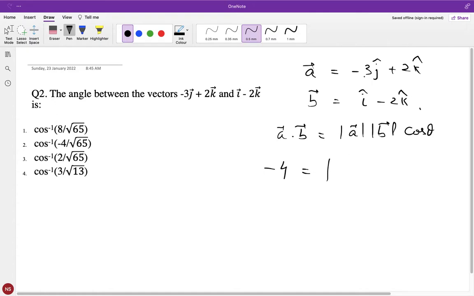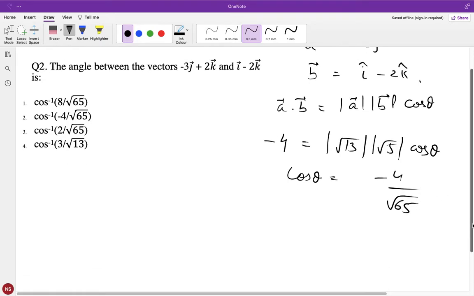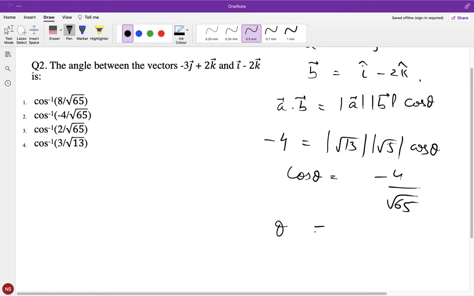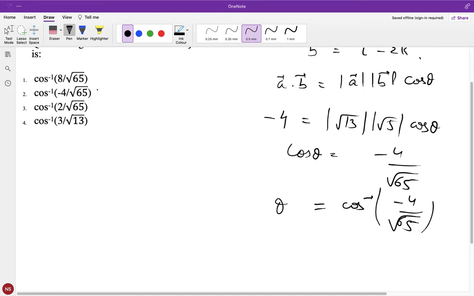Mod A is what? Square root of 9 plus 4, which is root 13. Mod B is square root of 1 plus 4, root 5. So cos theta is equal to minus 4 by root 65. Theta is equal to cosine inverse of minus 4 by root 65. Easiest problem again.